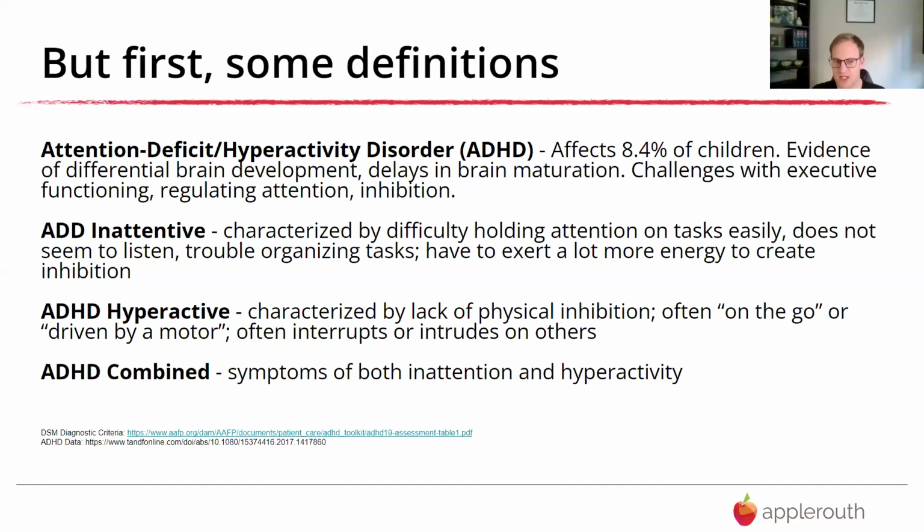So ADD and ADHD, probably the most common LD students I work with. ADHD, recent stats say, affects 8.4% of children. There's some differential brain development, delays in maturation of the brain, and generally students with ADHD have challenges with executive functioning, which we will talk about more, and then regulating attention and inhibition. So sometimes impulse control is hard, right? As you know, the classic ADHD is lack of focus, right? And a lot of that just comes with lack of executive function skills. And those can be developed and honed.